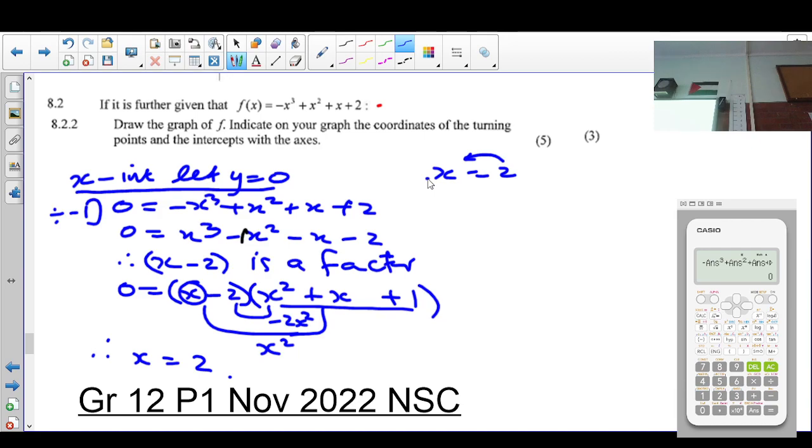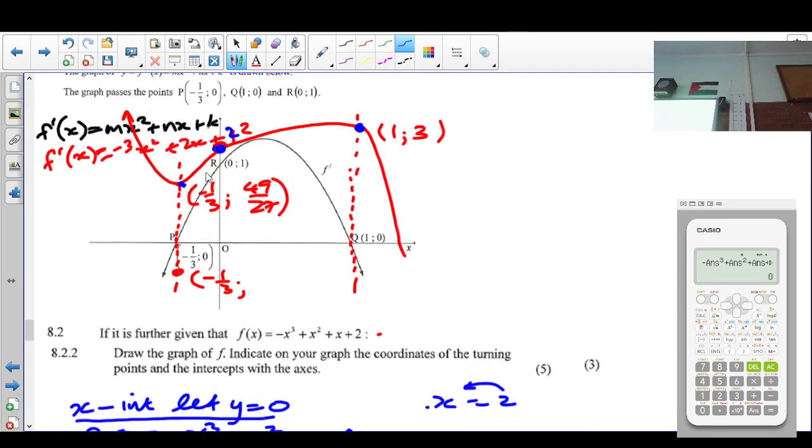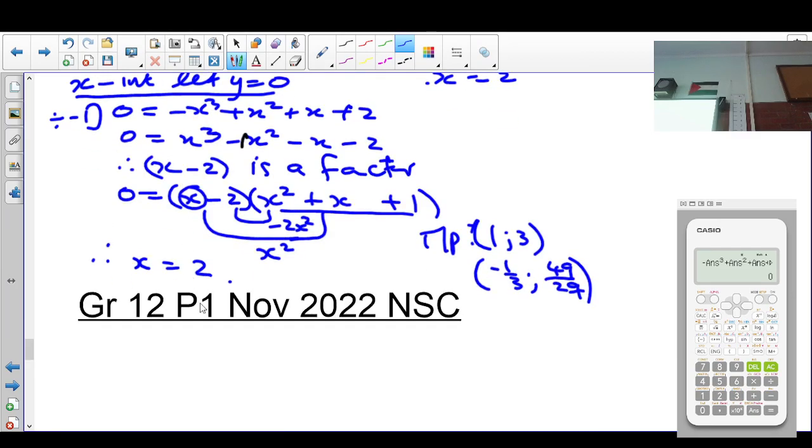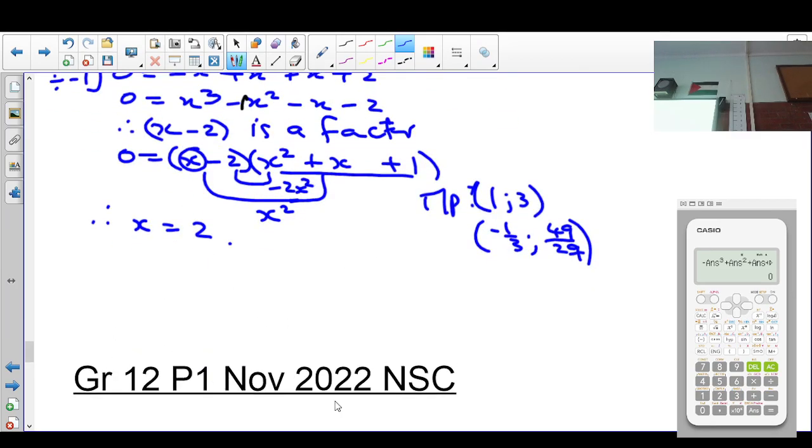So that is enough information to draw this graph. Remember that my turning points were 1 and 3, and negative a third and 49 over 27. Which are those points there? So we have enough information to draw this graph.